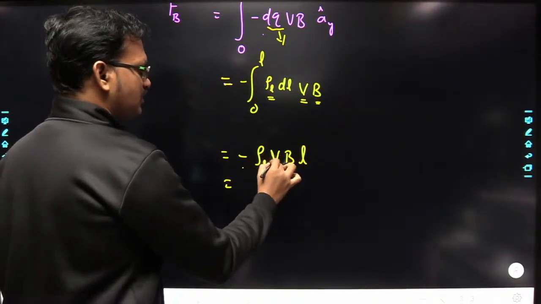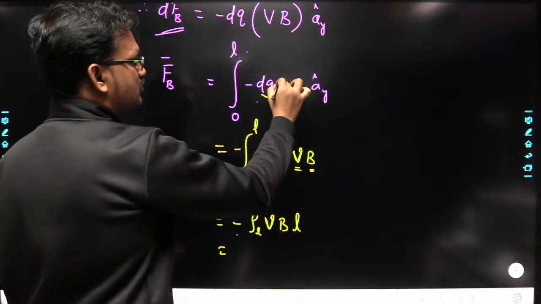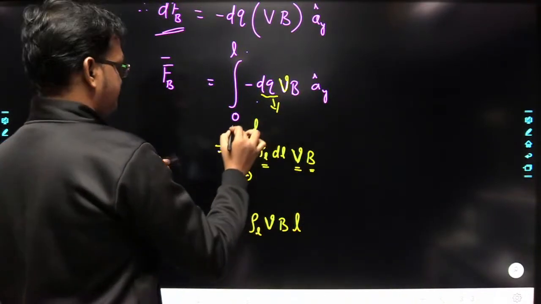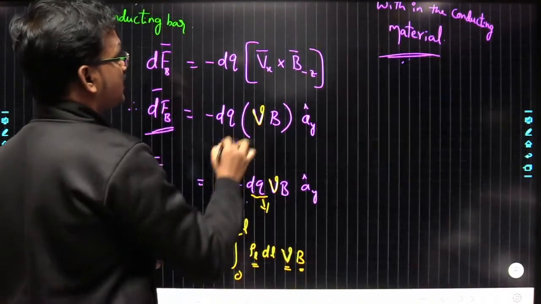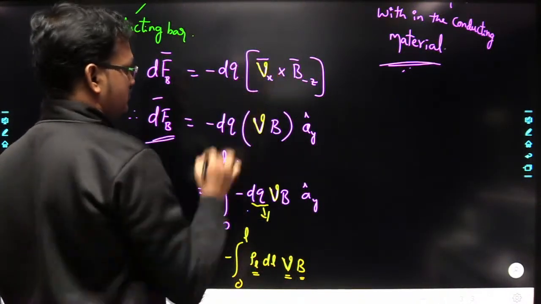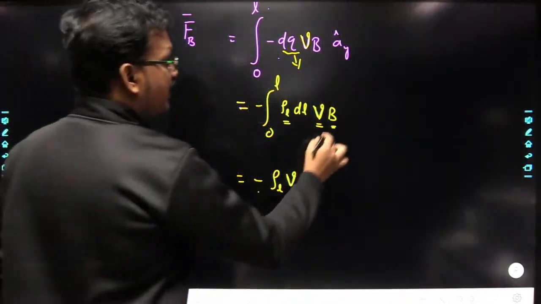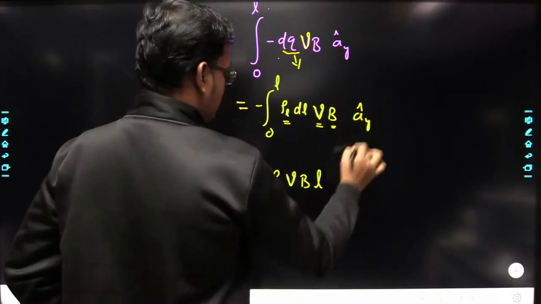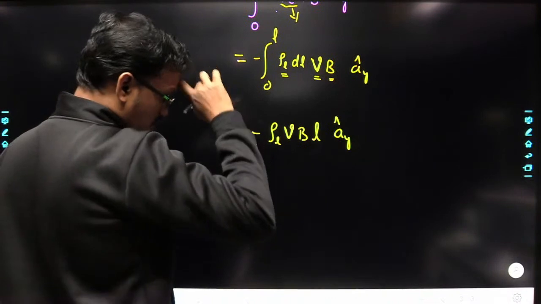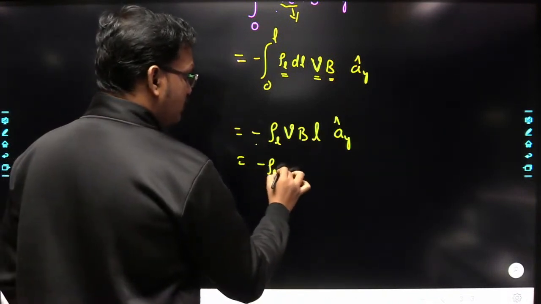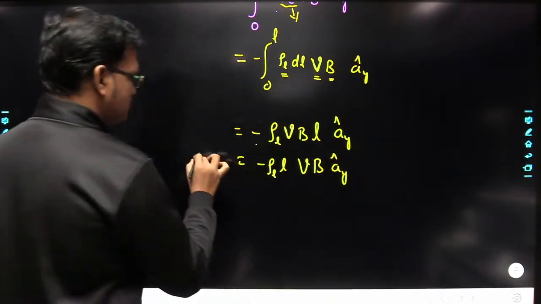Okay. So this V is nothing but velocity here. So velocity I am representing like this. It is in which direction? Here ay cap. So this is equal to minus rho L into L into V B ay cap.